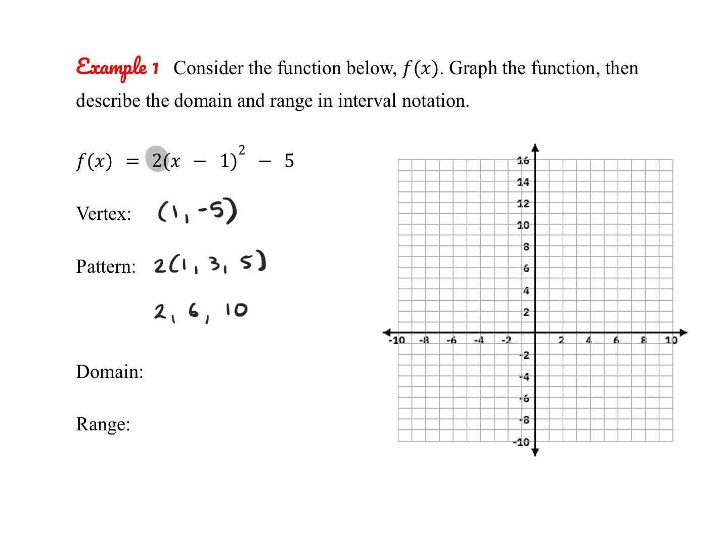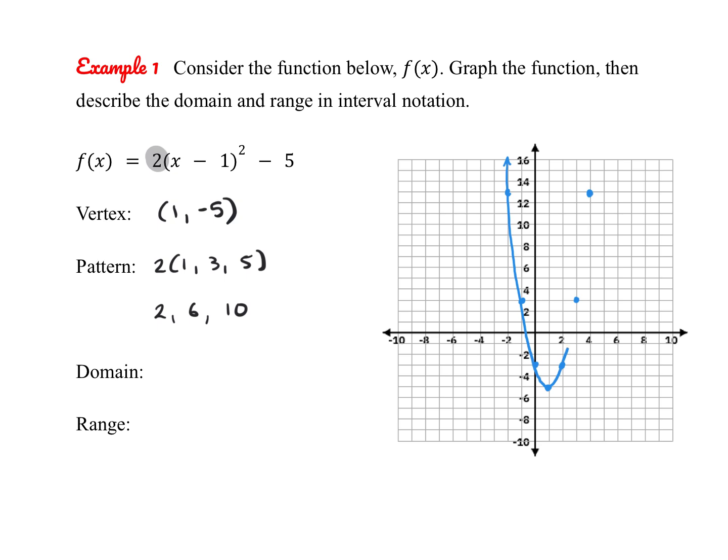So let's graph what we have so far. So I'm going to start with the vertex at 1, negative 5. And then from my vertex, I go up 2, right 1. And then from that point, I go up 6, right 1. And then from that point, I go up 10, right 1. So again, it's the vertical distance to the next coordinate 1 unit to the right or left. Then we simply reflect it to the other side of our axis of symmetry, and we have our nice parabola.